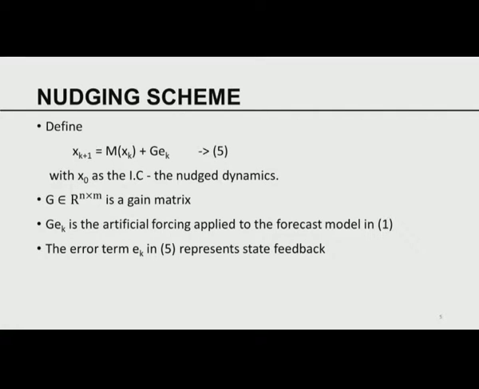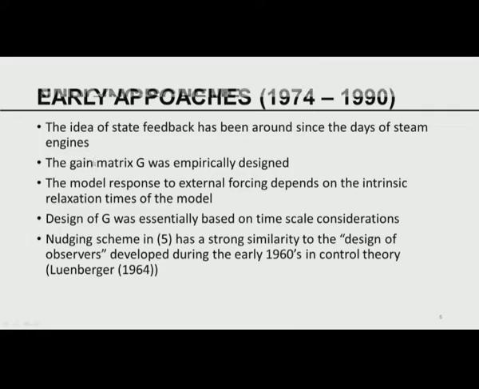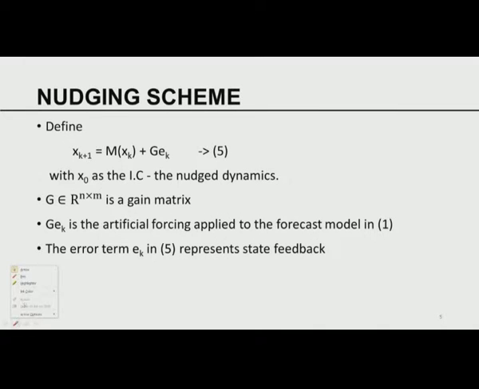Now what is the nudging scheme? Consider an otherwise deterministic model, xk plus 1 is equal to M of xk. Please understand, xk is the forecast starting from x naught on the model M. M may have errors, the initial conditions may have errors. So the forecast xk generated out of the model equation may have errors. I would like to add a forcing term.